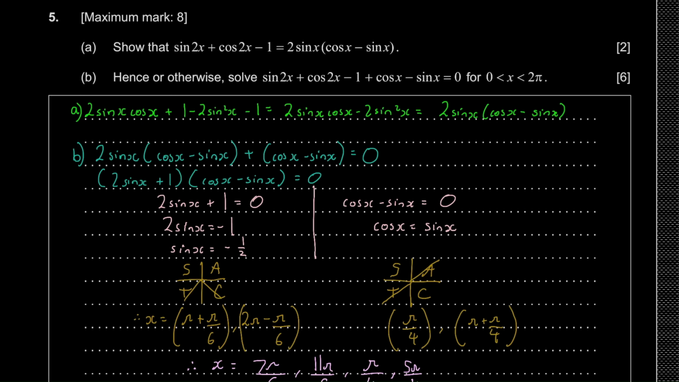So the first question asks us to show this identity: sin 2x plus cos 2x minus 1 equals 2 sin x into cos x minus sin x. So you can either choose the left-hand side or the right-hand side. So I'll take the left-hand side.